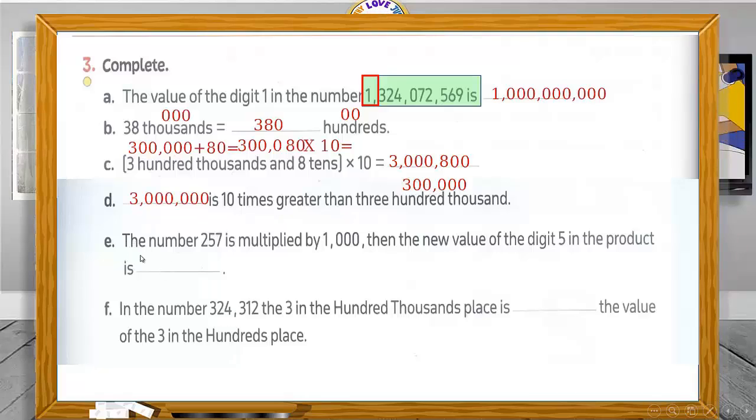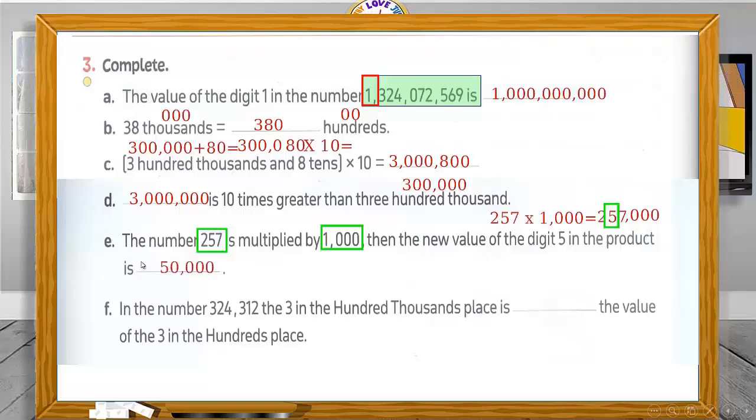Next one, this number we have 257 multiplied by 1000. If you multiply two numbers like this together, the answer will be, put zeros out, 1 times 257 is 257. So, we ask you now, digit 5 in the product equals what? Or the value of digit 5. 5 is in which place? 5 in 10,000th place. So the value of 5 is 50,000.